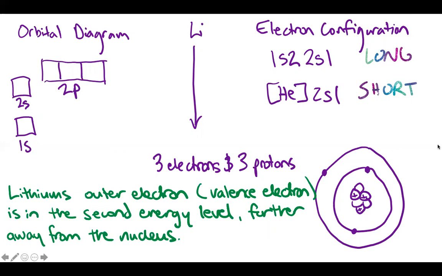Lithium's outer electron, or valence electron, is in the second energy level. It's farther away from the nucleus. And so that's going to have an implication then on its ionization energy. And it's going to mean that that valence electron, right, is easier to pull off. So for example, we could form a lithium cation by removing that electron.